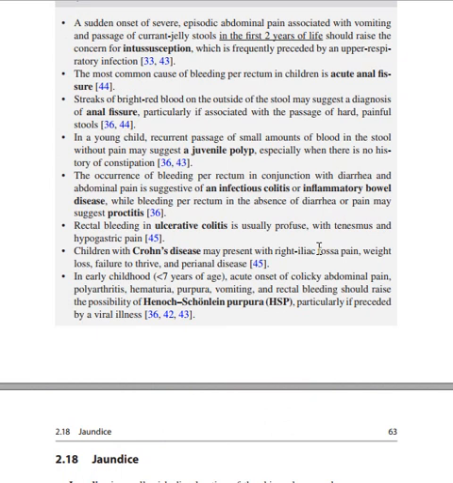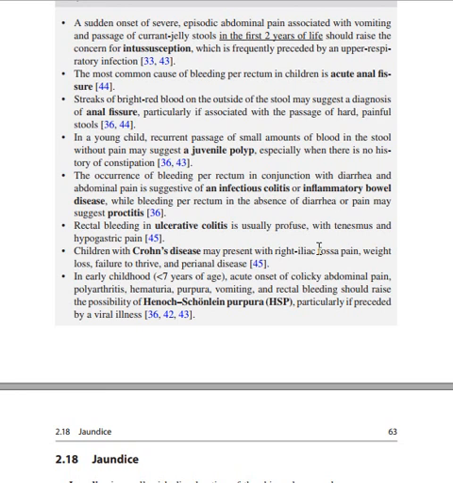Bleeding per rectum in the absence of diarrhea or pain may suggest proctitis. Proctitis is very common in patients having anal sex, and is due to Neisseria gonorrhoeae or chlamydia. Rectal bleeding in ulcerative colitis is usually profuse with tenesmus and hypogastric pain.